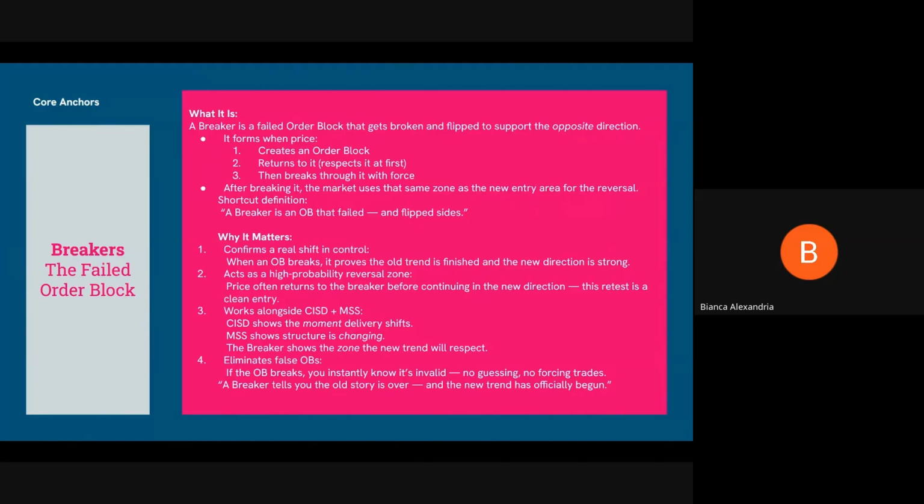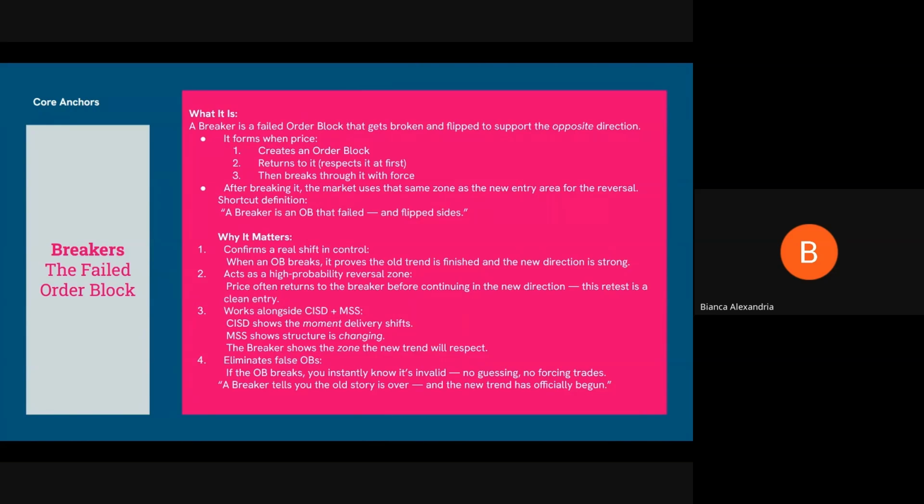So the change in state of delivery shows the moment delivery shifts, and then that actual shift is shown by structure changing. I know that sounds like they're all the same thing, but they are signaled by different candles or different things, but they all go hand in hand. When I take a trade, I want to see a change in state of delivery. I want to see price break through the last opposing candle, and then I also want to see the actual structure breaking, like we just saw. And then the order block is the additional confirmation that shows us a possible retracement level where price will go to after the structure has been broken and after a change in the state of delivery has been created.